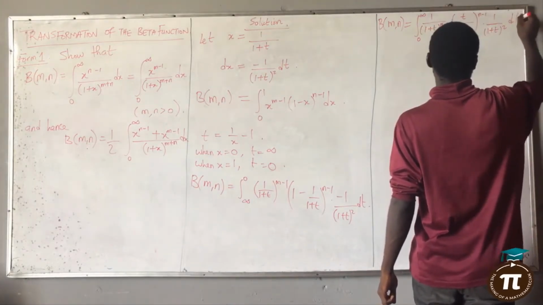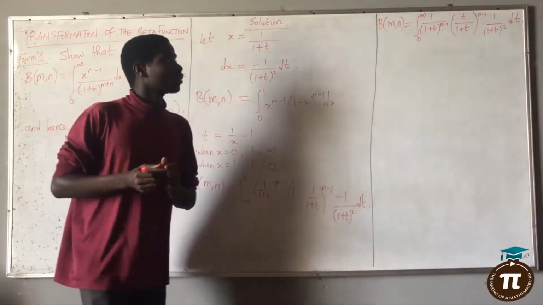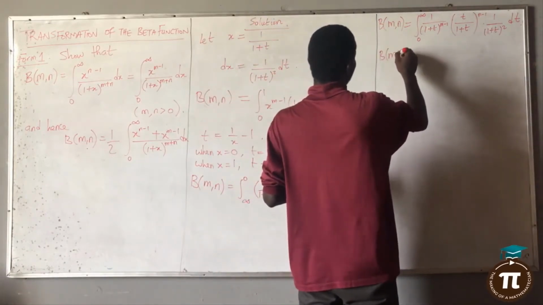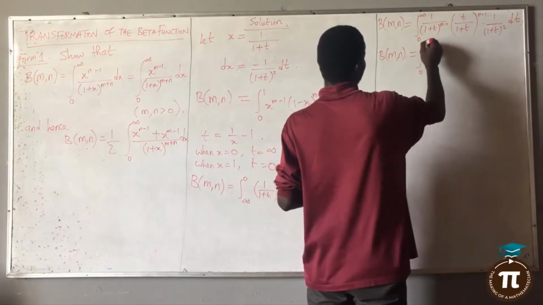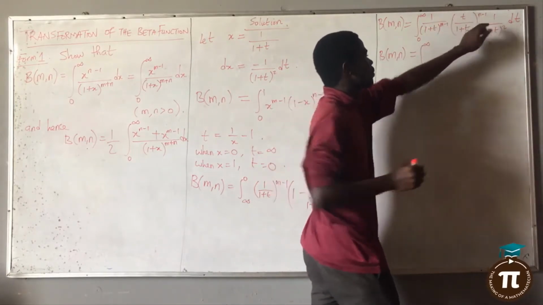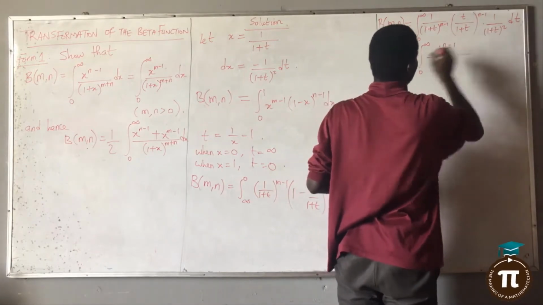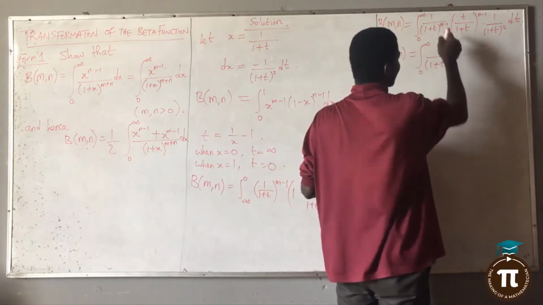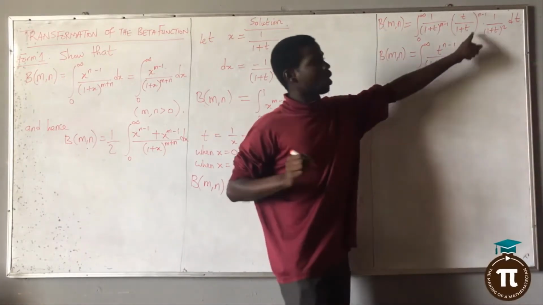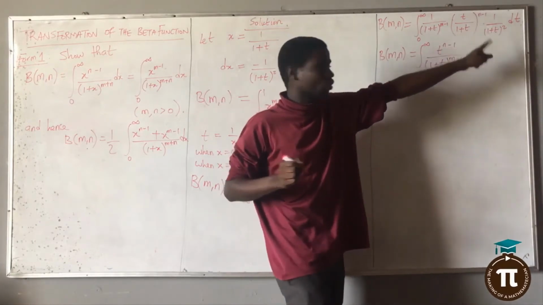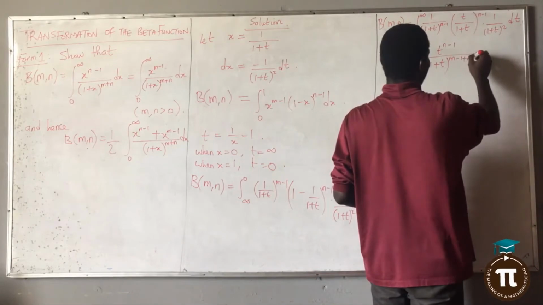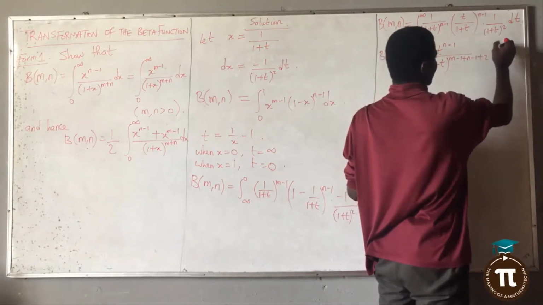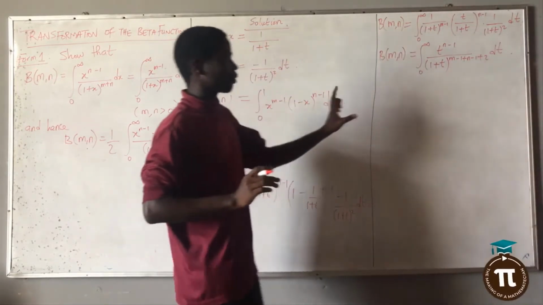What will happen next is beta of m comma n will be the integral from 0 to infinity. Everything at the numerator will just be t raised to the power of n minus 1, all over 1 plus t raised to the power of, that is m plus n minus 1, then raised to the power of 2 at the denominator, so raised to the power of 2, dt. That is what we are going to have.